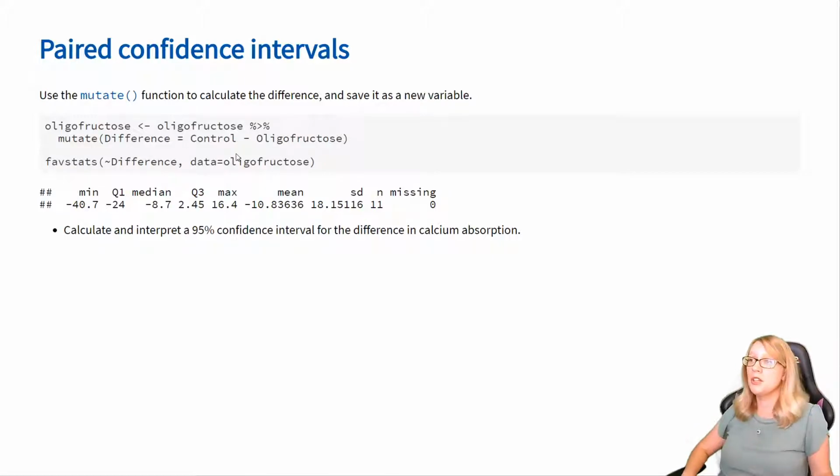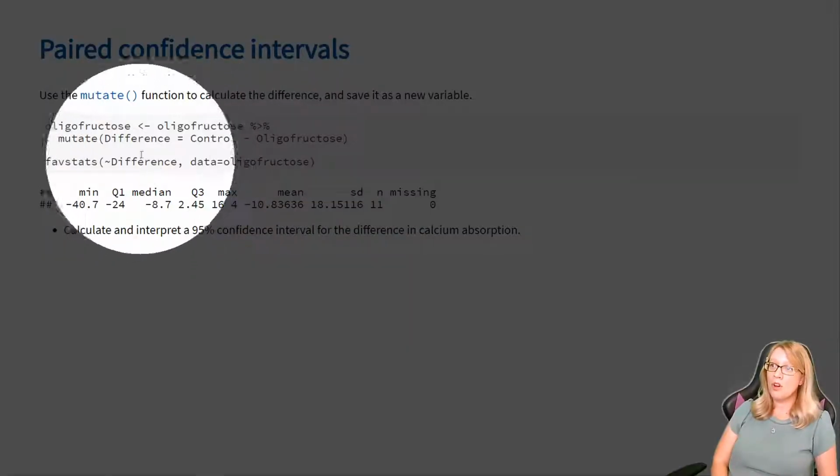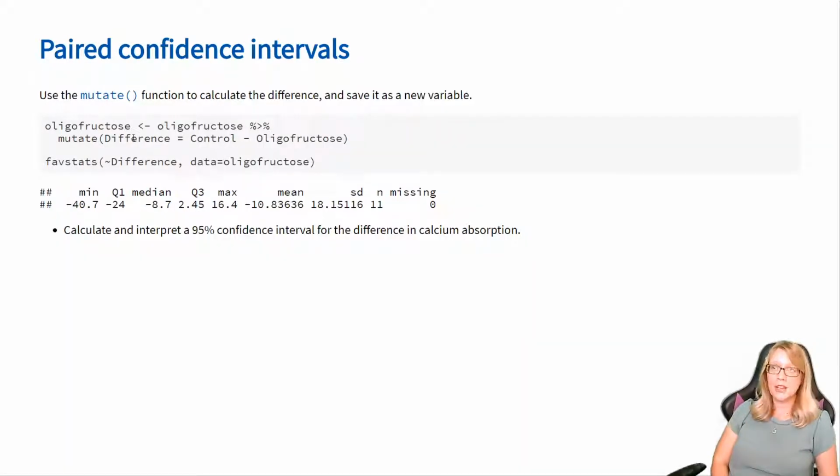So here's what I'm going to do. I'm going to use the mutate function to calculate a new variable, specifically the difference, and I'm going to save it as a variable called difference. So that's what I've done here.